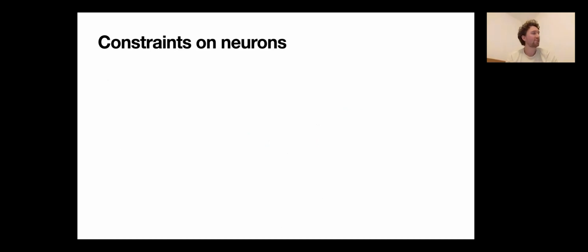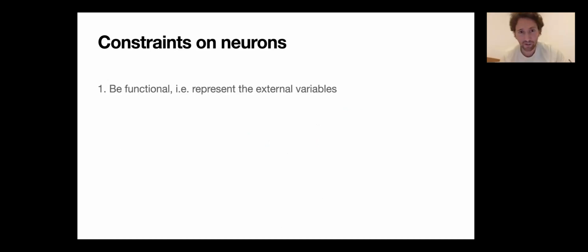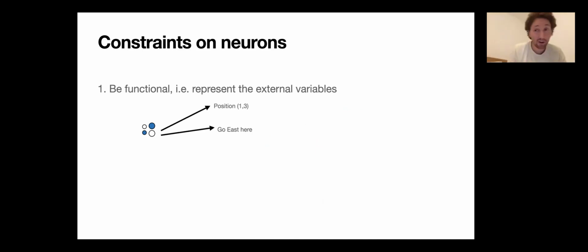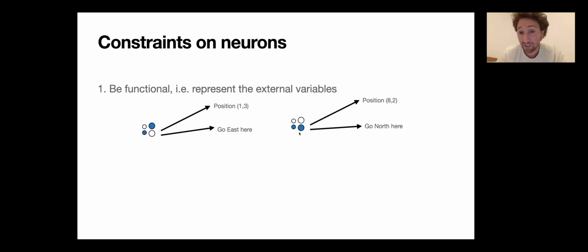So what is a constraint on a neuron? Well, first, the neuron actually has to be useful, it has to be functional to something. It needs to represent something in the world of use. For example, if we've got some neural representation here, where dark red indicates the neuron is active, it might be useful for it to decode position, where it is in the world. It might also be useful to decode what behavior I want to do, go east, etc. And of course, a different representation needs to encode a different position, a different thing that I might want to do in the world. So constraint one: neurons have to be useful.